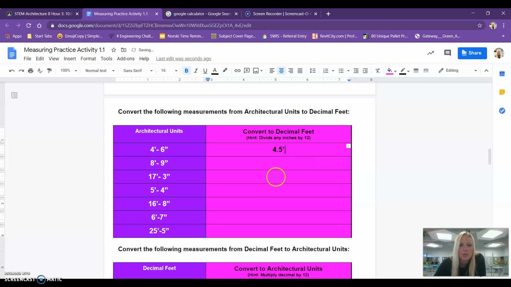Okay, and you'll do the same thing. So once again, 8 feet 9 inches, the 8 would stay with a decimal point, and then you take the 9 divided by 12 to get the decimal.